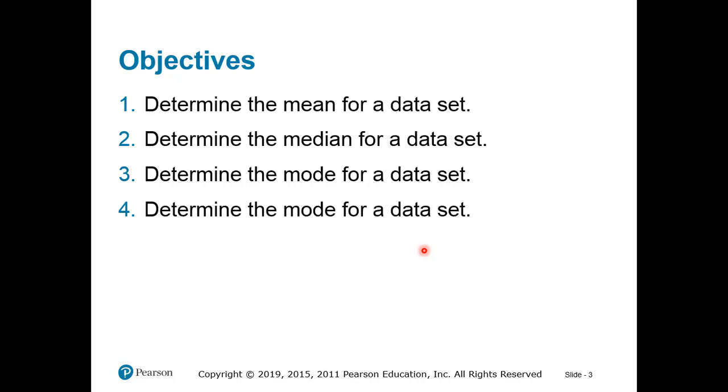We're going to learn how to determine the mean, or what we call the arithmetic average, or just average of a data set. So we use the word mean, but it means the same thing as average. Then we're going to learn how to calculate the median of a data set and what the difference between those two is. Third, determine the mode of a data set.